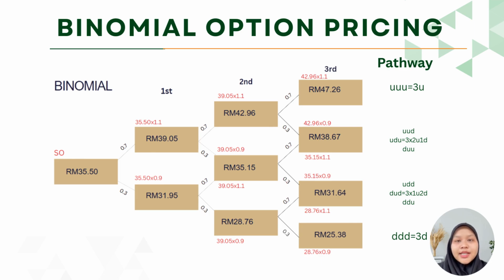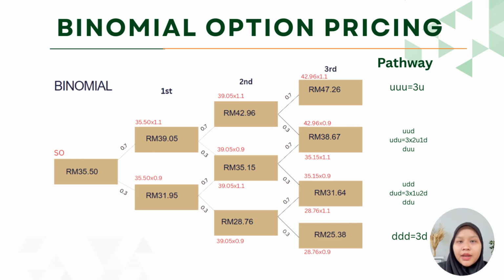As we move into the second and third steps, the tree begins to branch out significantly, but notice something interesting. This is what we call a recombining tree. If the stock goes up then down, it ends up at 35 ringgit and 50 cents. If it goes down then up, it ends up at the exact same spot. This is mathematically elegant because it prevents our model from becoming a chaotic mess of too many numbers. It simplifies the possible outcomes into 4 final price points at the third interval.